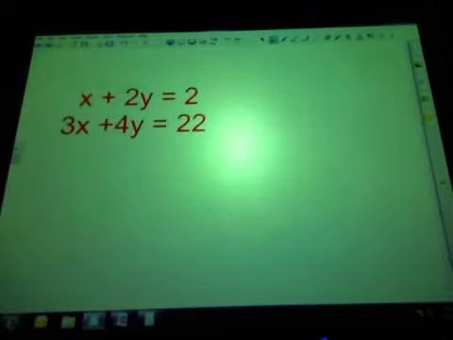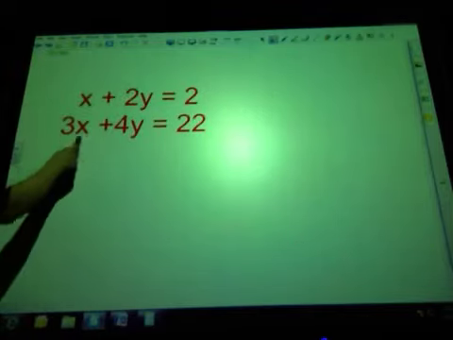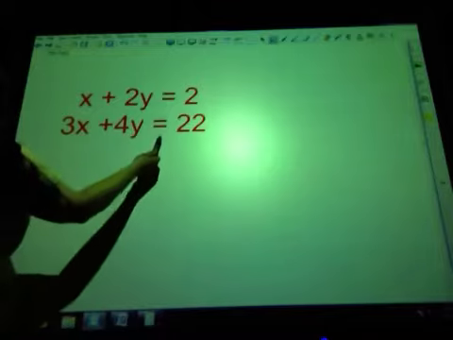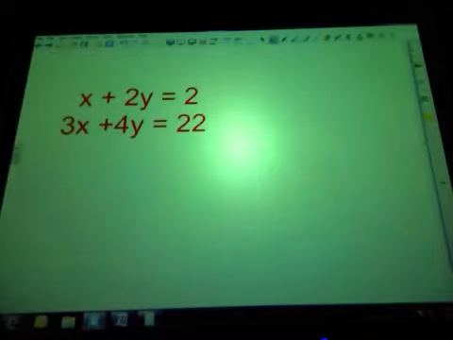On the second one that we have, you can see that our x's are lined up, our y's are lined up, our equal signs are lined up. So this one's better set up for elimination. If I were going to do substitution, I would have to get one of the equations to say x equals or y equals, and that would be more work.